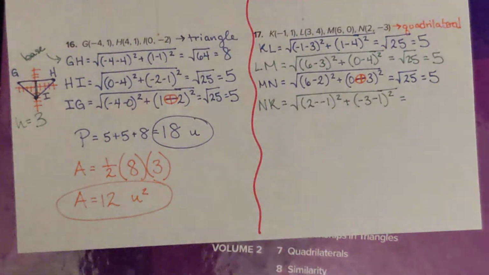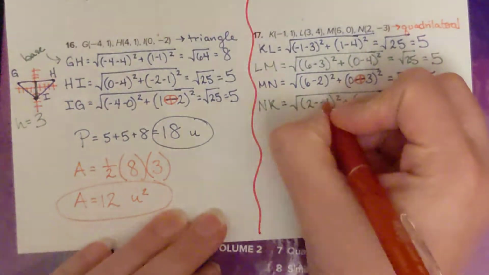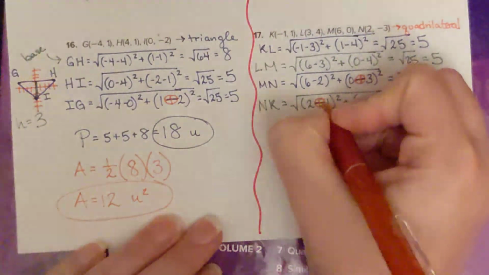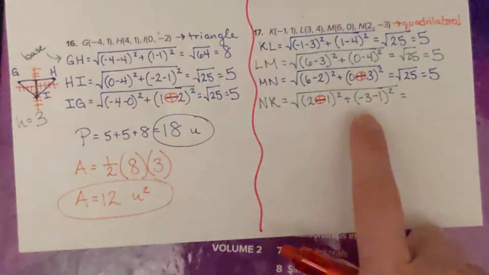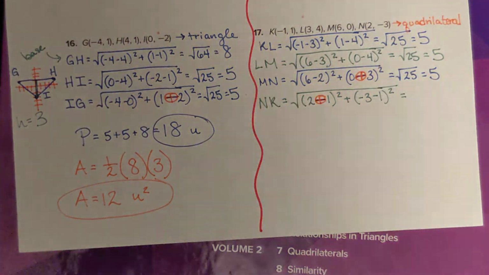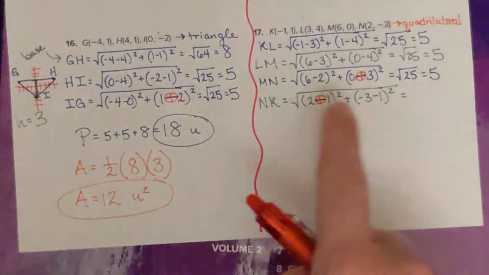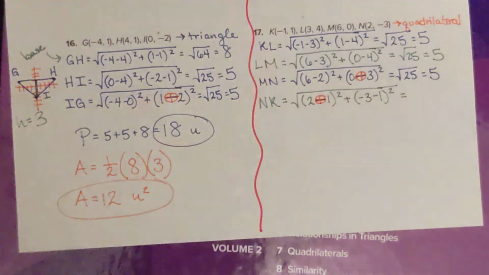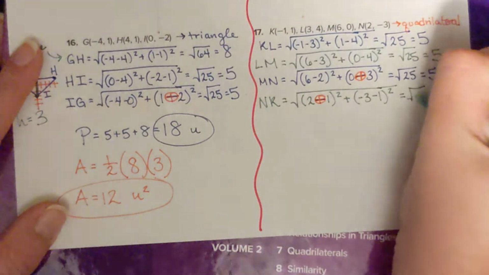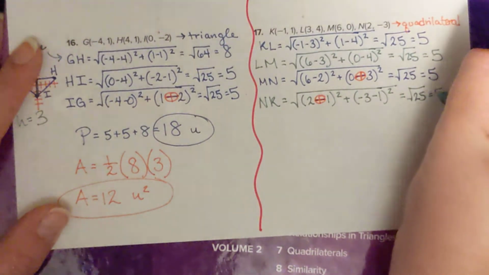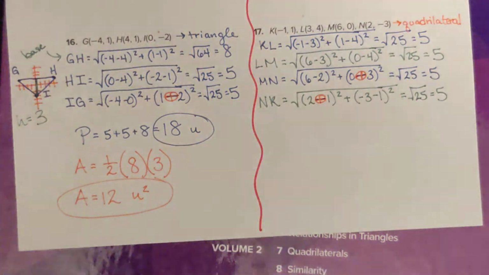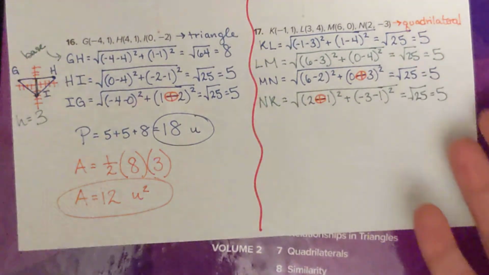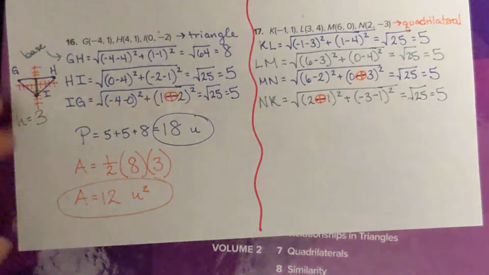Okay. All right, so let's see. 2 minus -1 turns into 2 plus 1. 2 plus 1 is 3. 3 squared is 9. -3 minus 1 is -4. -4 squared is 16. Oh look, 9 plus 16 again. That's crazy. Square root of 25 equals 5. So we got all 4 sides are the exact same, which means if you wanted to be specific, you could say that this quadrilateral is technically a square because all the sides are the same.